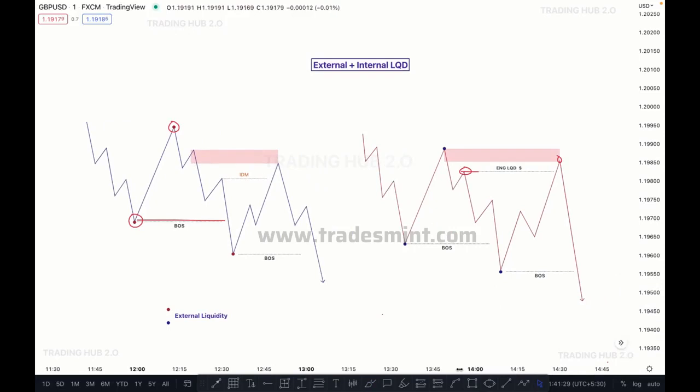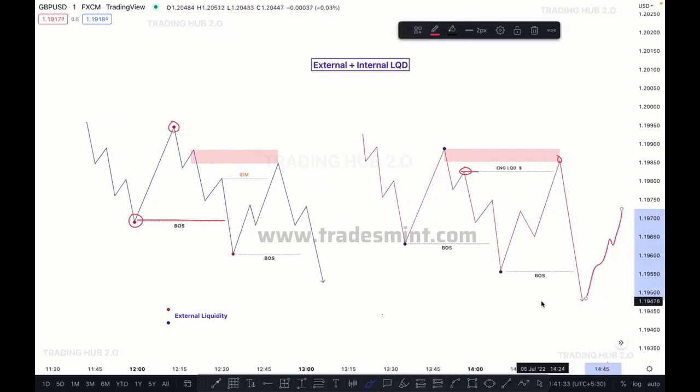After taking out the external liquidity, the market takes a pullback again, because external liquidity works as fuel for the market to push up or push down. You can say in a simple way it is a retest, but no, this is actually a pullback. Then the market pushes higher and then again pushes downside.